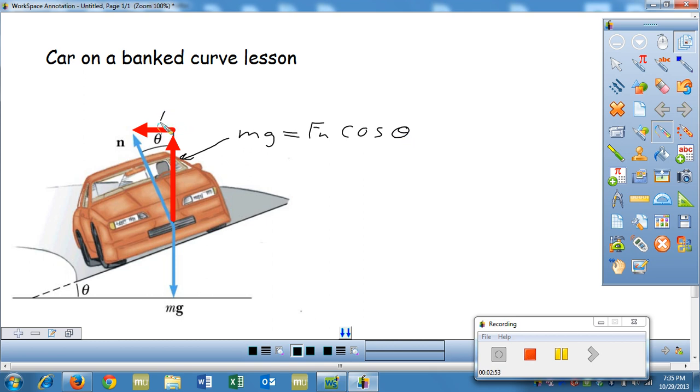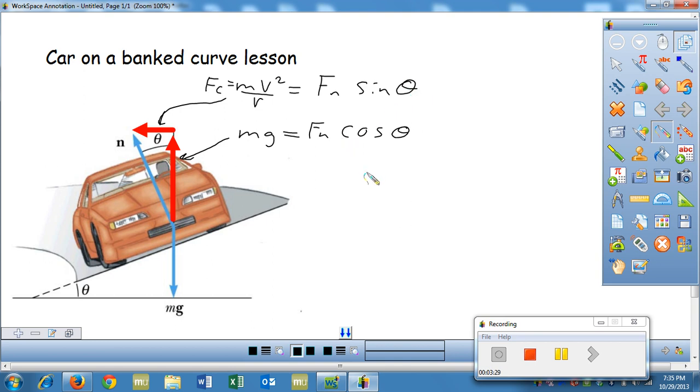Then we have this piece up here. Well, this is the piece going to the left. That's the piece that has to do with the fact that you have a centripetal force pulling the car in order to make the turn. So that piece there is just going to be our old mv squared over r. Right? That's our centripetal force. But that's equal to Fn sine theta.